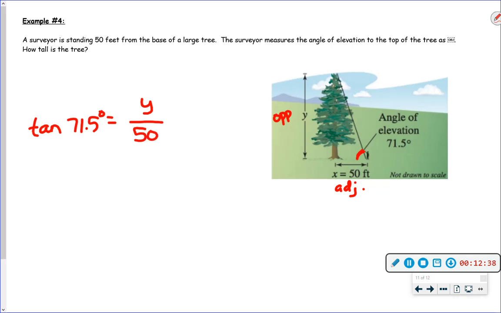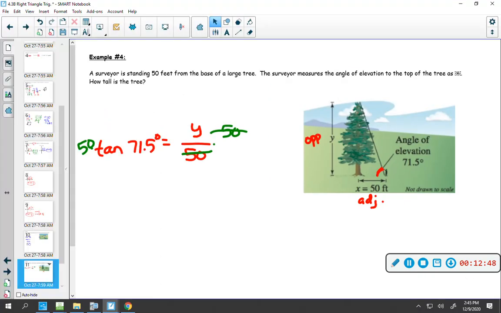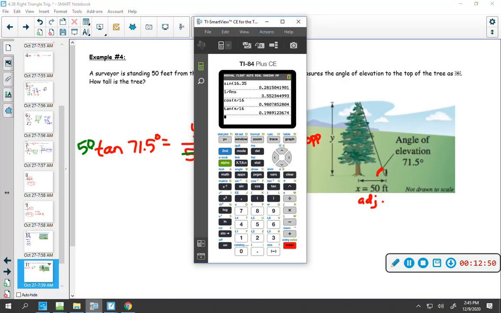Now I have to solve for y, so I'm going to use some algebra skills. I'm going to multiply each side by 50 to clear out our fraction. And from here, we're going to have to go to our calculator. Now, notice our angle, of course, is in degrees, so the first thing I'm going to check is my mode in degrees. Of course, it's not, so we're going to go down and select degree in mode, and then quit out of there. Now, I'm literally typing in that left-hand side. 50, you can put the times sign or not, your calculator will know, tan 71.5.